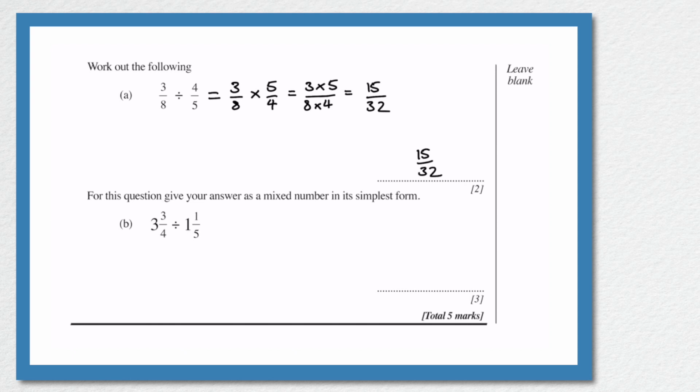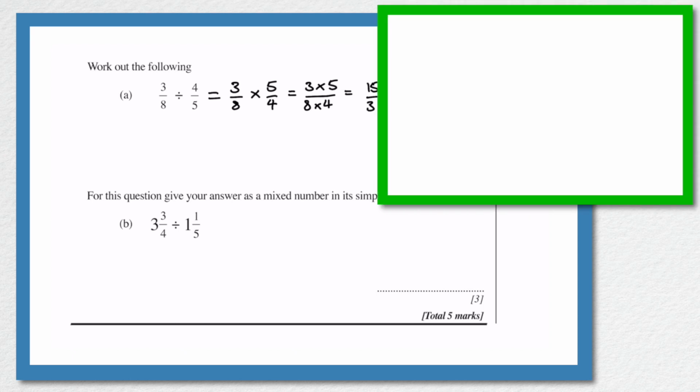Of course, the same applies if the division involves mixed numbers, as shown here in Part B. 3 3/4 divided by 1 1/5. We begin by changing the mixed numbers into improper fractions. 3 3/4. Here we are dealing with quarters, so I'm thinking of each whole number as 4 over 4, or 4/4. So that's 4 over 4, add 4 over 4, add 4 over 4, add 3 over 4. This is 4 add 4, add 4, add 3, all over 4, which is equal to 15 over 4.